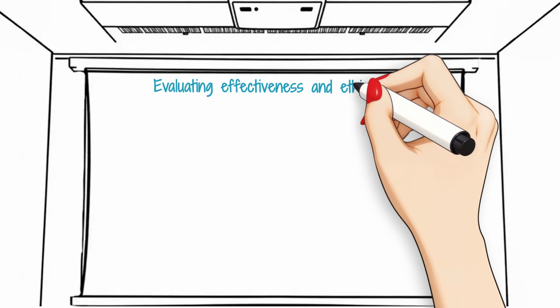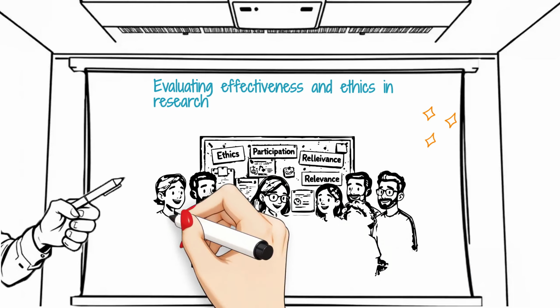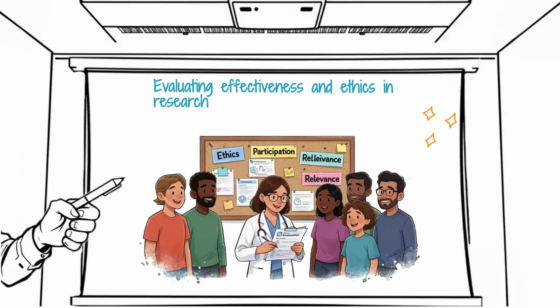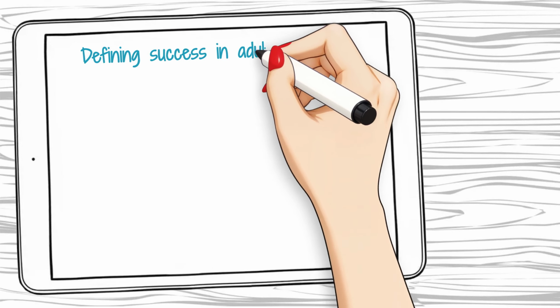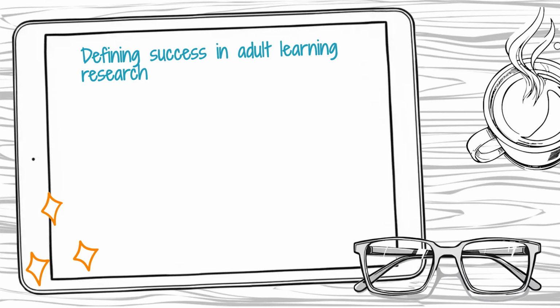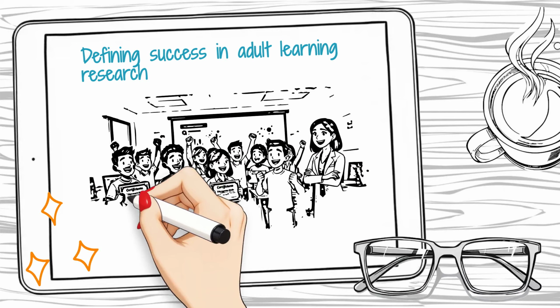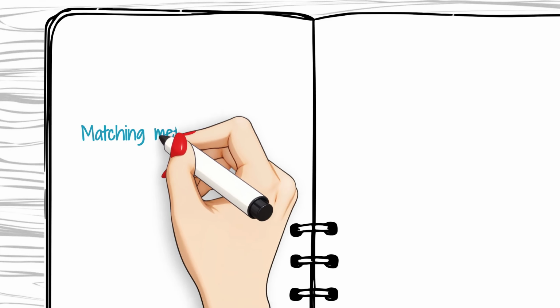Strong evaluation designs align research questions, data sources, and analytic methods. They also consider ethical issues, participant voice, and practical relevance. In adult learning research, success is not only an increase in test scores, but also improved confidence, persistence, agency, and application in real-world settings. As we conclude, remember that rigorous adult learning research is grounded in methodological fit.